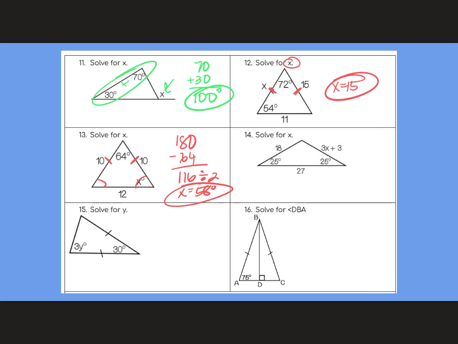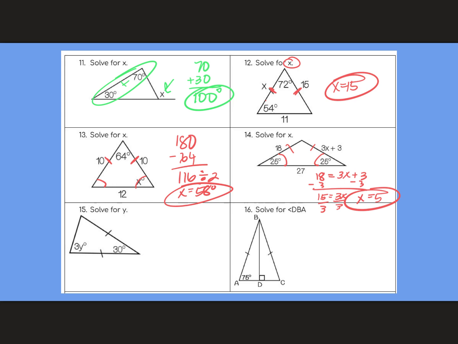14. Still isosceles, because I see that these two angles are the same, which is going to tell me these two sides are the same. So knowing that those sides are the same is really the only way you're going to get through this. So now I know that those side lengths will equal each other. So I'm subtracting 3, I get 15 equals 3x. Divide by 3. x is 5.